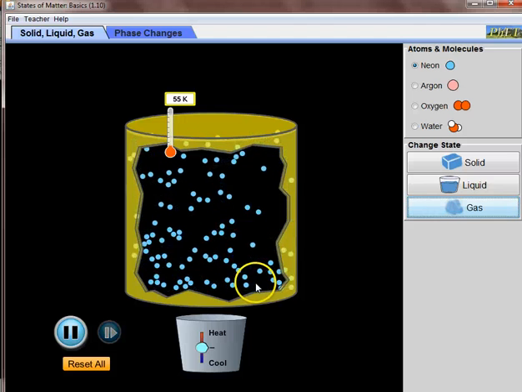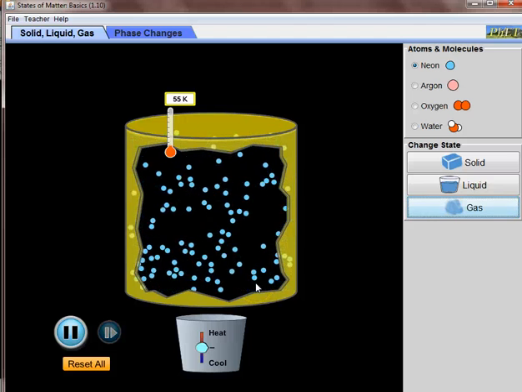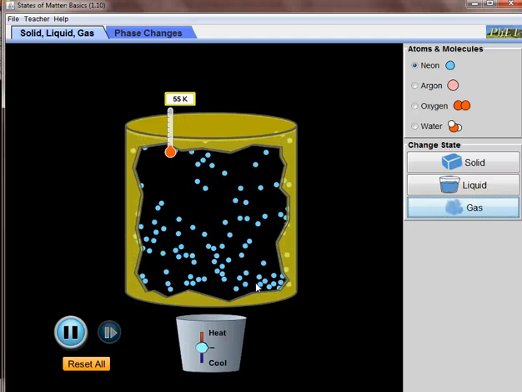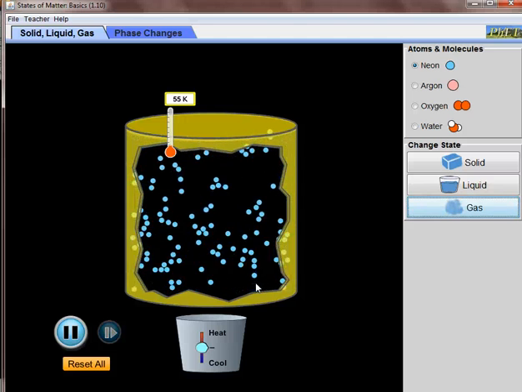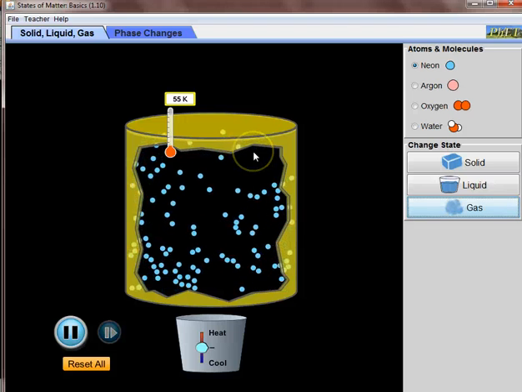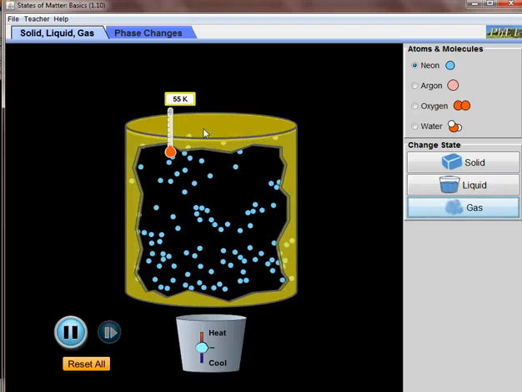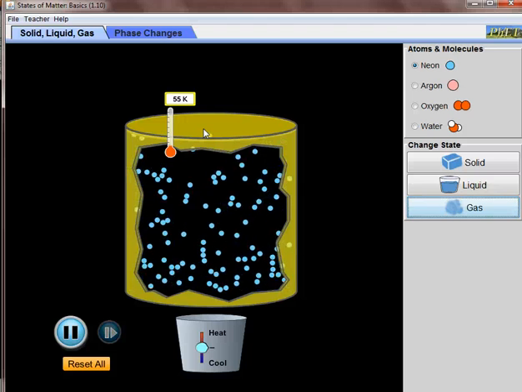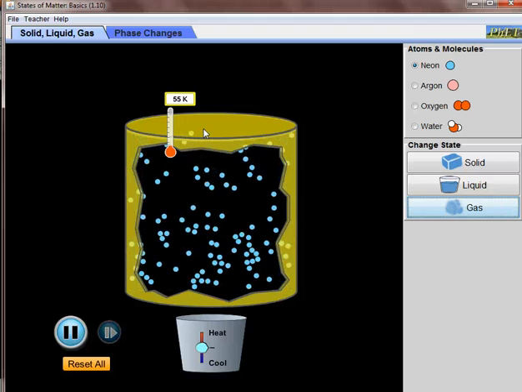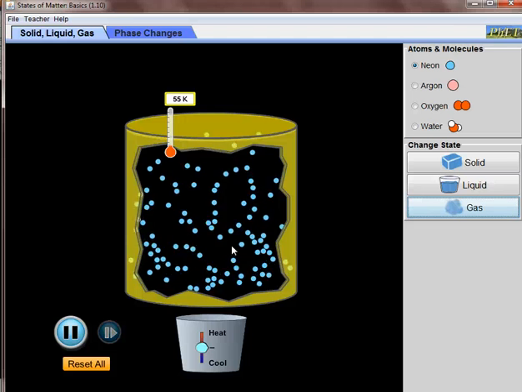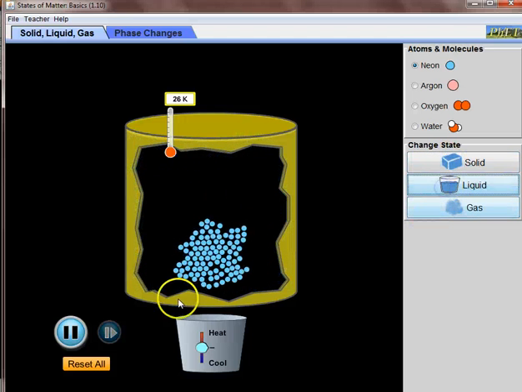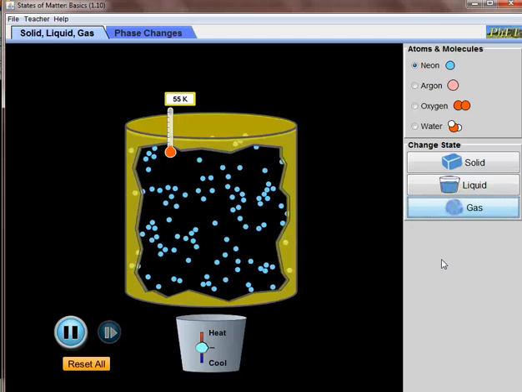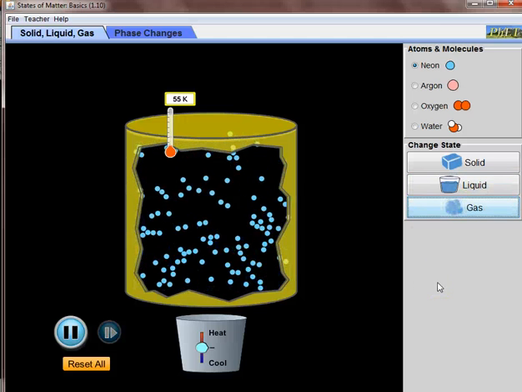What can you say about the volume of the gas? It doesn't really have a volume, but it occupies the entire space. Whatever the size of the container, if you had a larger container, it would occupy a larger space. If you have a smaller container, the volume would be lower. So gases don't have a specific volume as you saw in solids and liquids. Gases do not have a specific volume.